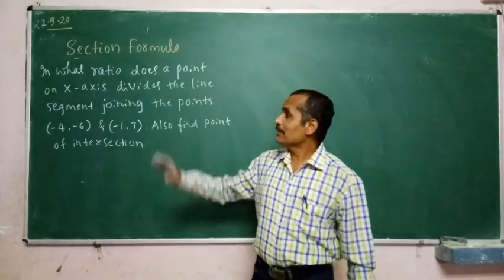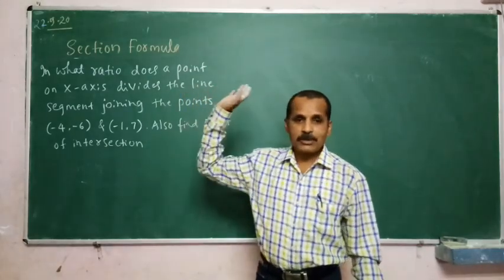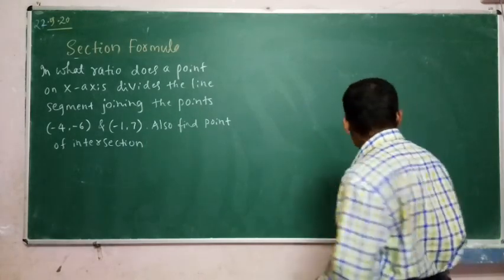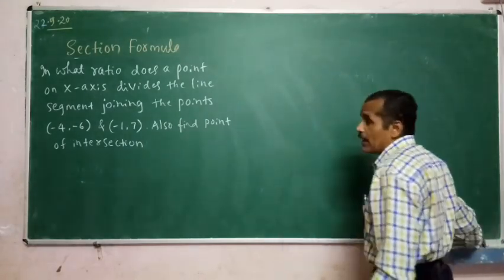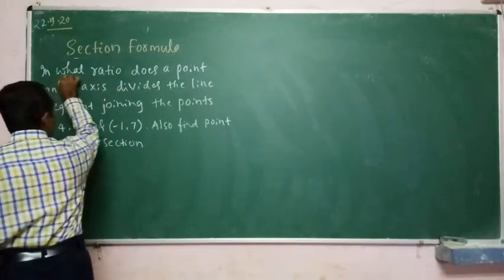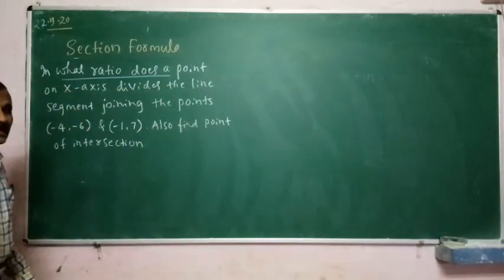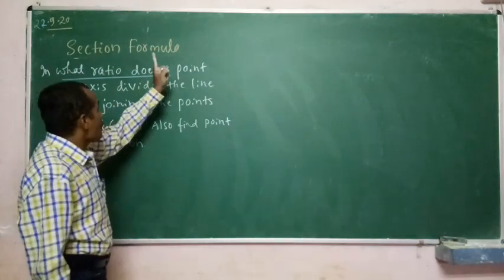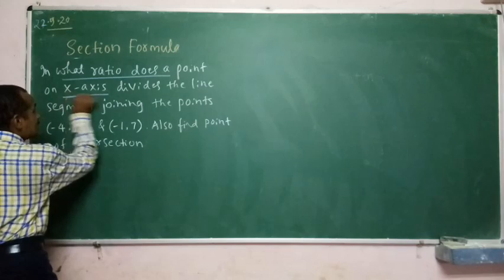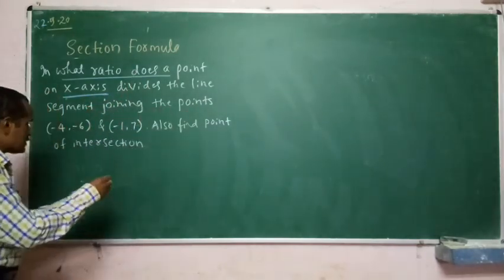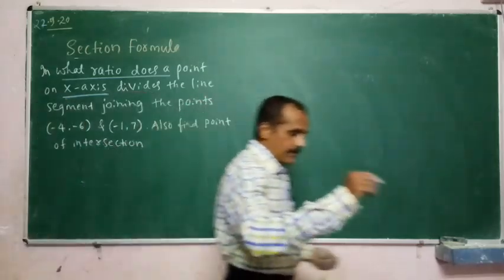Okay students, this is the last problem of today's session. Let us understand the meaning of this. In what ratio? Again a problem of ratio is asked. That means the ratio m is to n has to be found. Does a point on the x-axis divide the line segment joining the points? Let me first draw a figure.